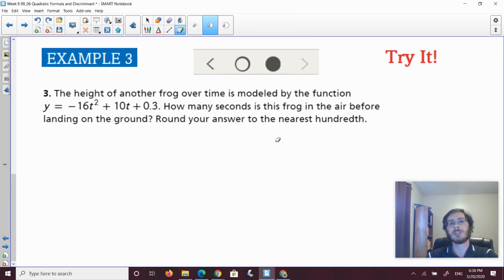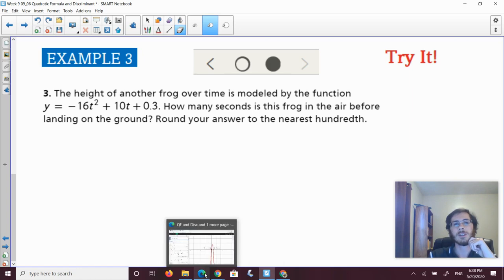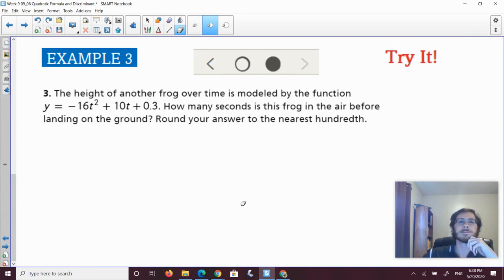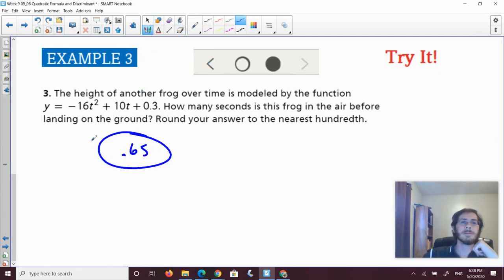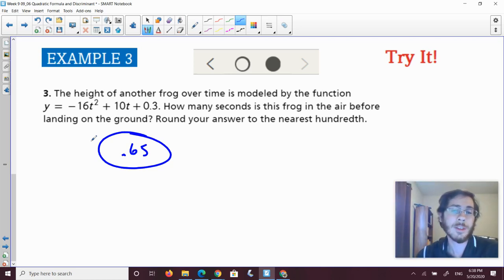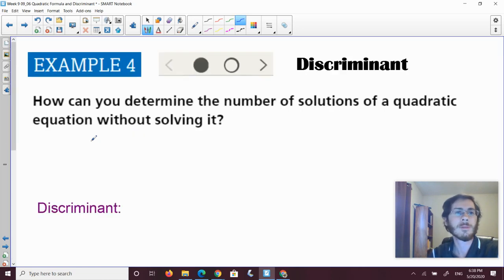This time all they did was they changed the number at the end to be 0.3. And this is the cool thing about programming it: now I just need to say, okay, C is 0.3 now. What's my answer? 0.65. Okay, I'm done. That's it. Nothing to it. You just have to have the formula handy. You can memorize it if you want, not a requirement.